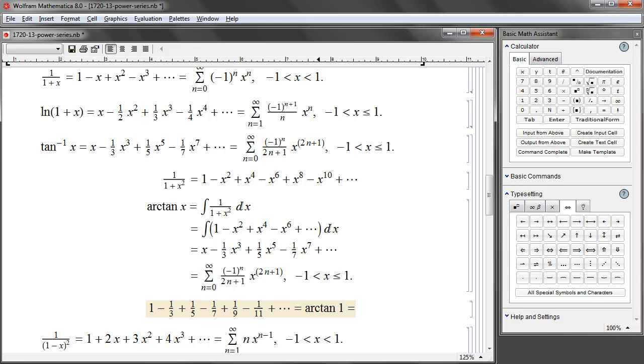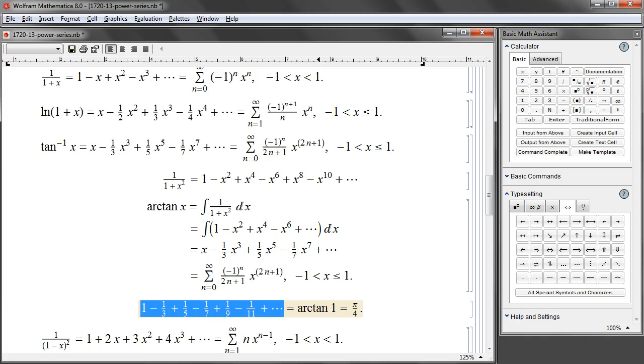By the way, what is arctangent of 1? Anybody remembers? Arctangent of 1 is pi over 4. So if you want to calculate pi, well, this is not really an efficient way, but that's at least one way to handle that. 4 times this series will be equal to pi because of this identity.